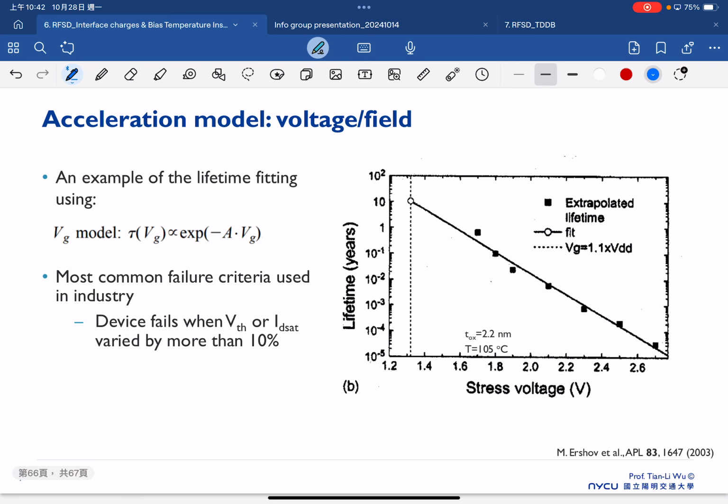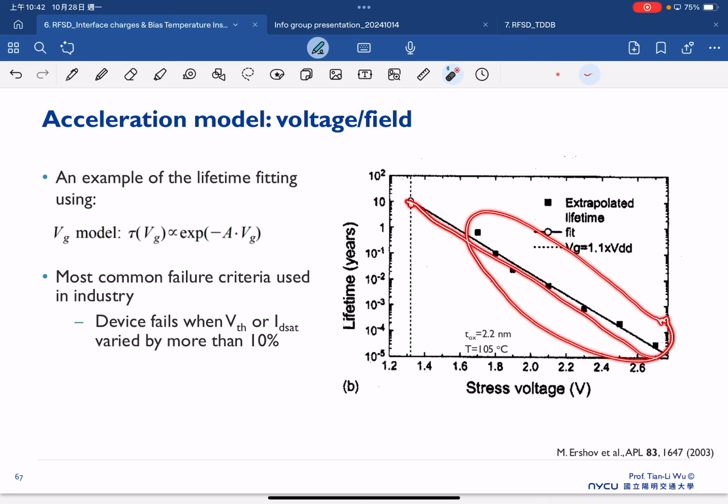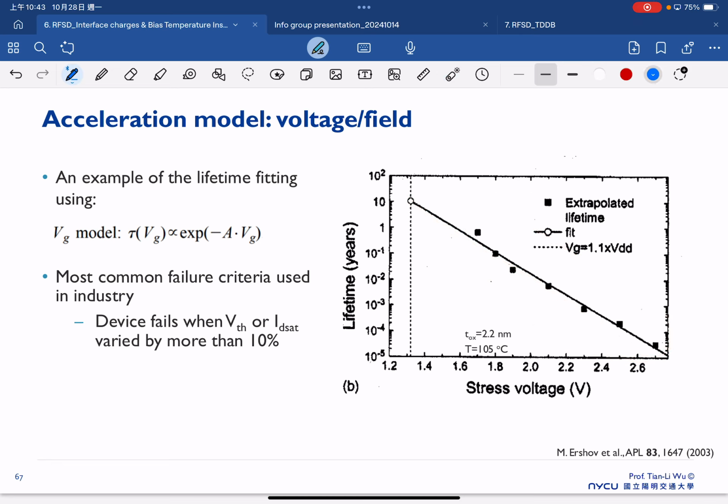Also, we have some acceleration models that give us a way to do the estimation. This just gives you the concept, because there are so many varieties of models in the literature. The idea is that we have different experimental data, and we do the fitting to the time that we are interested in. In this case, we are interested in a 10 year lifetime, and we found that our operation voltage is 1.3 volt. So as long as we are operating our device below 1.3 volt, ideally our device can operate for more than 10 years.